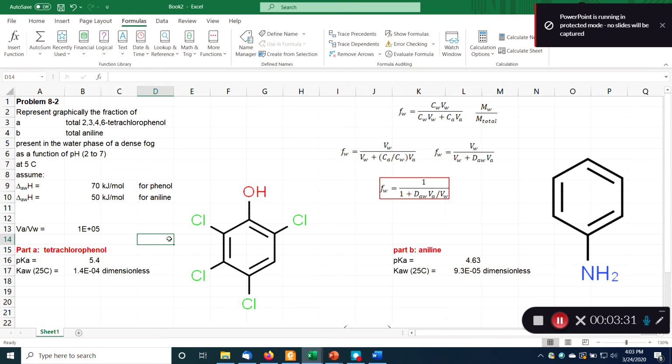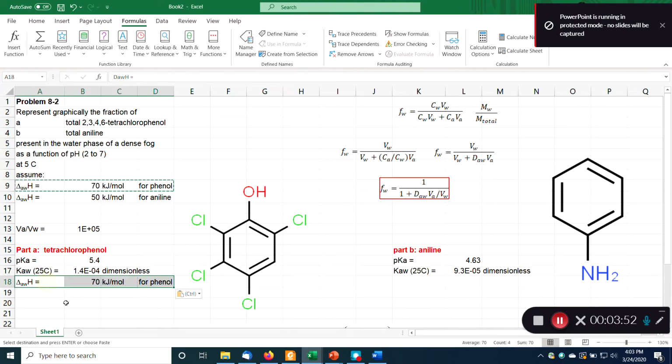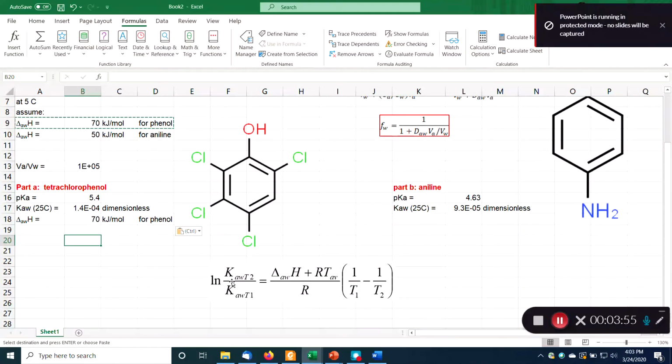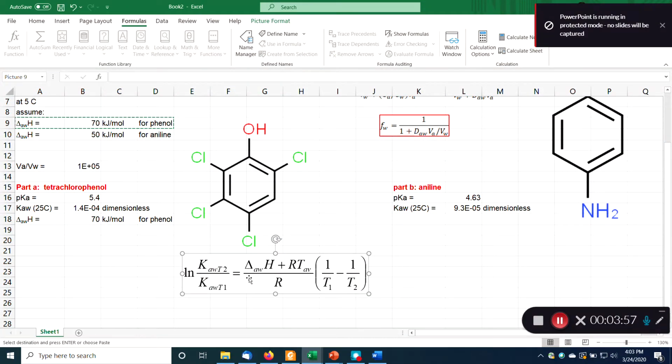All right, so first thing we have to do is adjust our Henry's law constants for the temperature change. So we're going from 25 degrees C, where we were able to look up the Henry's law constant of our tetrachlorophenol here, and we want to correct it down to 5 degrees C. And we've been told to assume that the delta HAW is 70 kilojoules per mole. So we remember this equation from the Henry's law constant lecture. Because we're using the dimensionless Henry's law constant here, we have to use this form of the equation where we have this little RT average term. Okay?